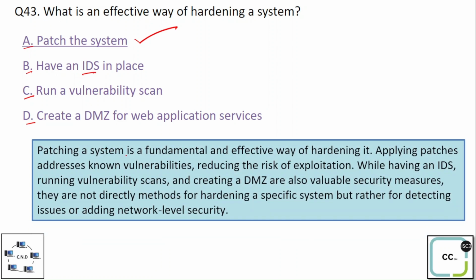So, patching a system is a fundamental and effective way of hardening it. Applying patches addresses known vulnerabilities, reducing the risk of exploitation, while having an IDS, running a vulnerability scan, and creating a DMZ are also valuable security measures. They are not directly methods for hardening a specific system, but rather for detecting issues or adding network level security.